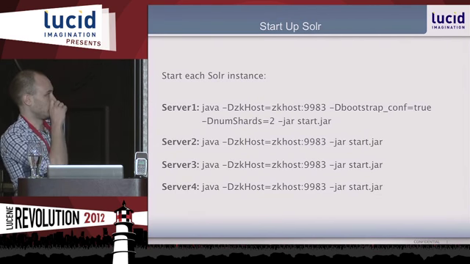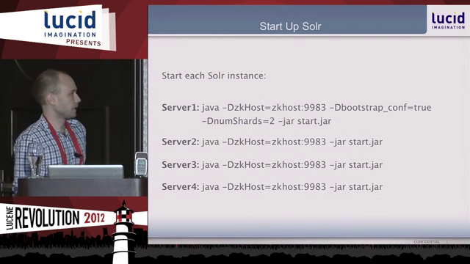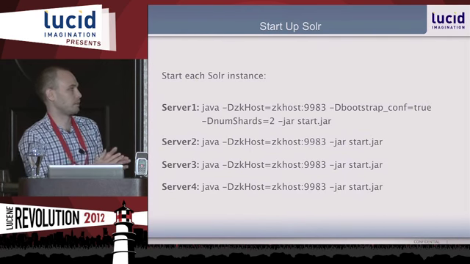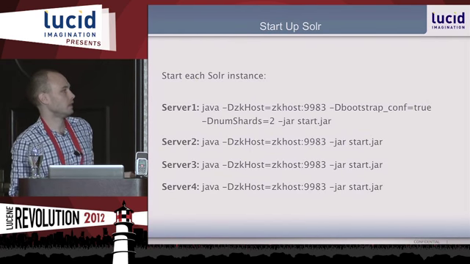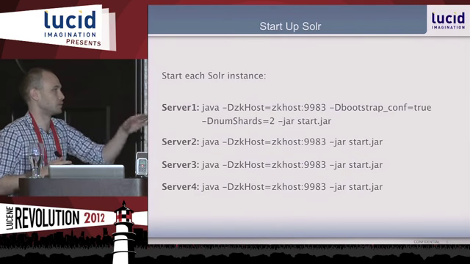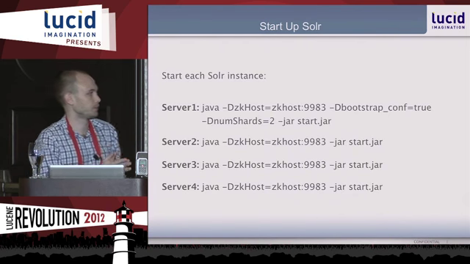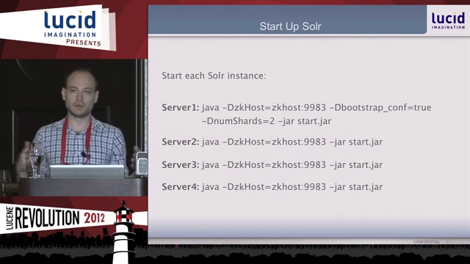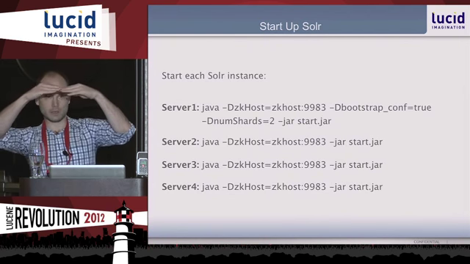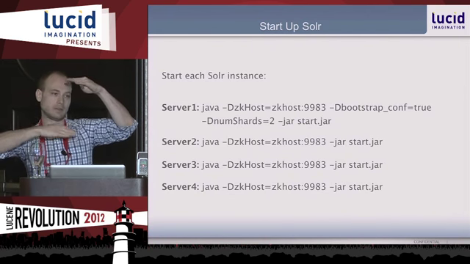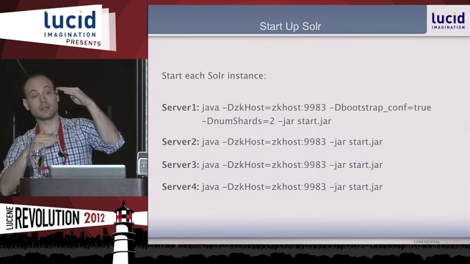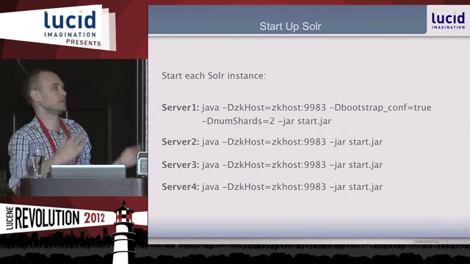Okay, so now we're going to start up each Solr instance. The first node is what's going to bootstrap our config files into Zookeeper, so it has a little bit extra compared to the other ones. It's got -Dbootstrap_conf=true. When you start up this node, it's going to look in your local Solr conf directory, based on Solr home, and look at all your cores. It's going to find all the config files for each core and upload them into Zookeeper.